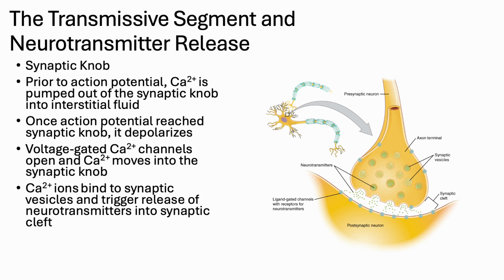So the last segment that we'll talk about with the neuron is the transmissive segment. What occurs here, the function of the transmissive segment, is the release of these chemical messengers or neurotransmitters. Now remember, the very end of the axon we call the synaptic knob, or we could call it the axon terminal.